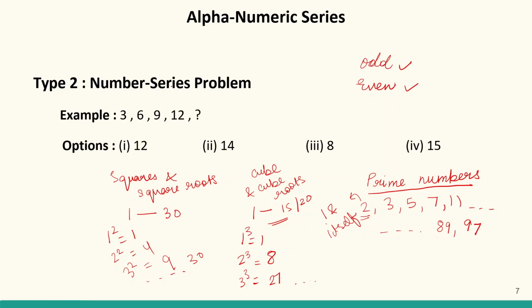Okay, let us solve this question. This is example 3, then 6, then 9, then 12. We can say that this is a number series, right? And we can see a jump of 3. So 3 plus 3 equals 6. 6 plus 3 equals 9. 9 plus 3 equals 12. So 12 plus 3 will be equal to 15. This will be your answer.